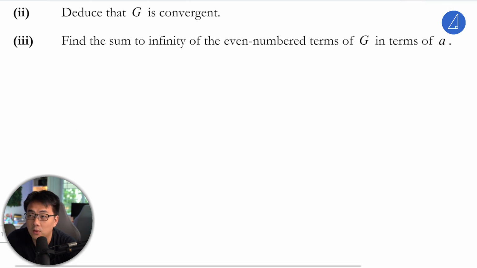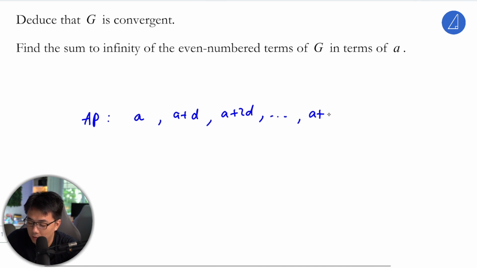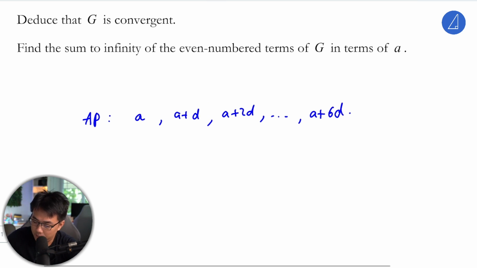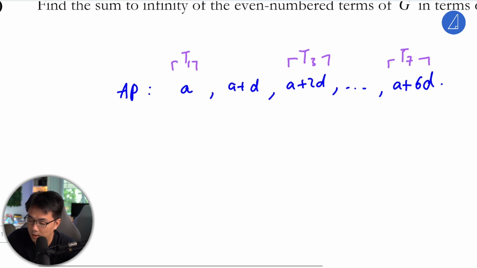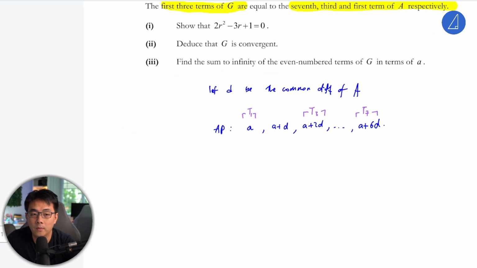Okay, great. So I think the first thing is to understand first. We were given that for the AP, the first term is a. So I'm going to start with the AP first, then the second term, then the third term, and up to the seventh term, right? We were told that we take the seventh term here, then the third, and then the first. I use T for my AP here, so I'm going to let d be the common difference of A. So there you go.